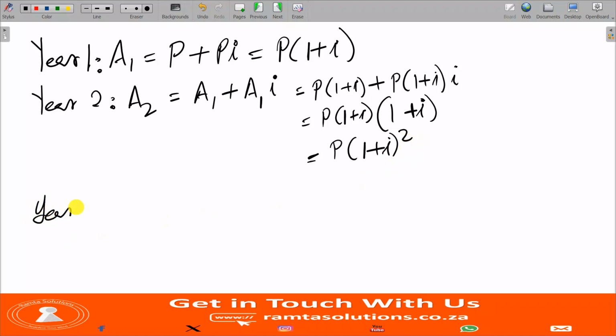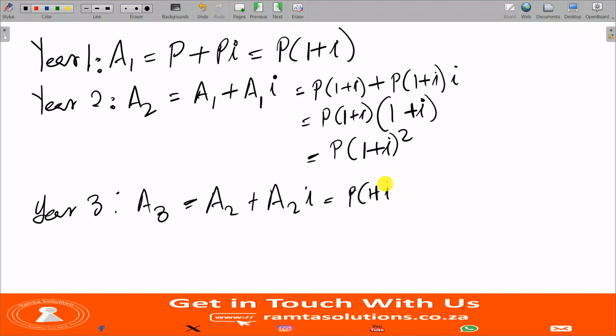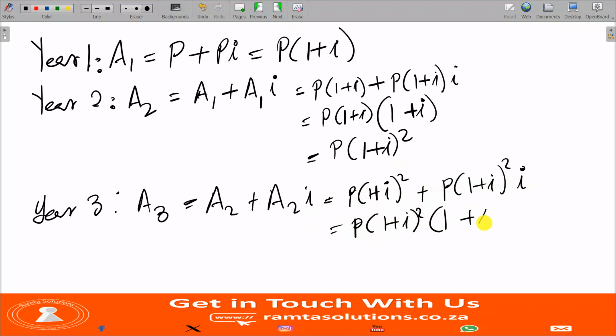Now let's go to year 3. The accumulated amount, or the closing balance for year 3, is the closing balance for year 2, which now becomes the opening balance, plus again that opening balance gaining interest. What is this? It was P(1 + i) squared plus P(1 + i) squared multiplied by i. As you can see, we have a common factor here, which is P(1 + i) squared. What are we left with? We are left with 1 plus i.